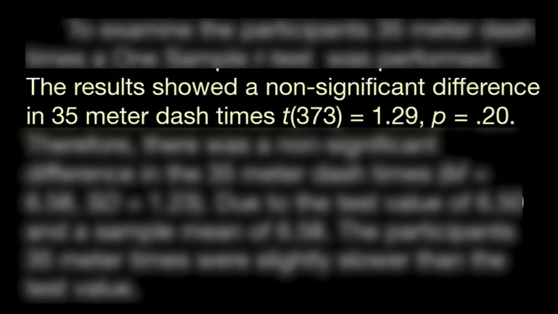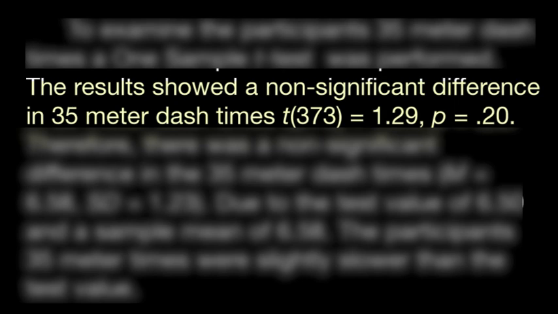Next, the results showed a non-significant difference. Now you look down at the next line and you see the p-value is 0.20, which means it's a non-significant difference. That's what should go there. In 35-meter dash times, whatever variable you're looking at. So the sentence reads, the results showed a non-significant difference in 35-meter dash times.